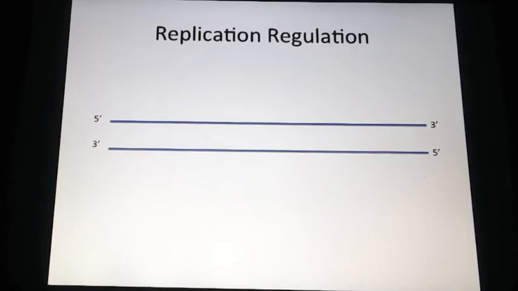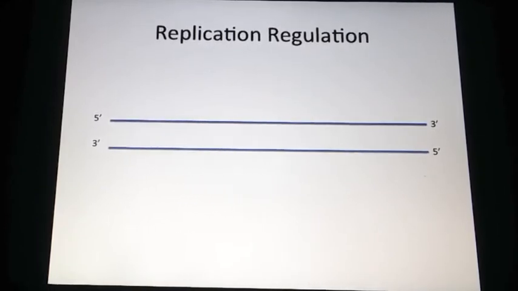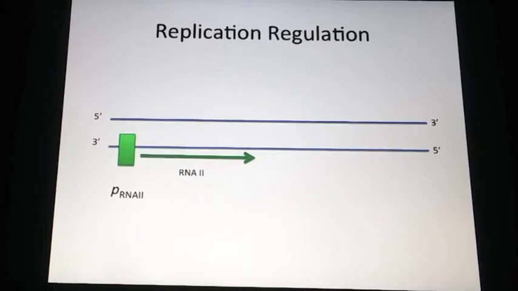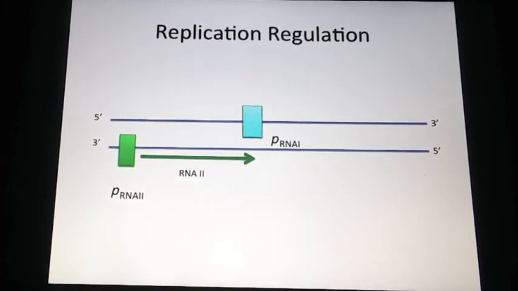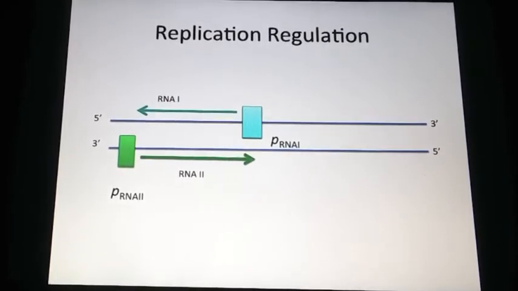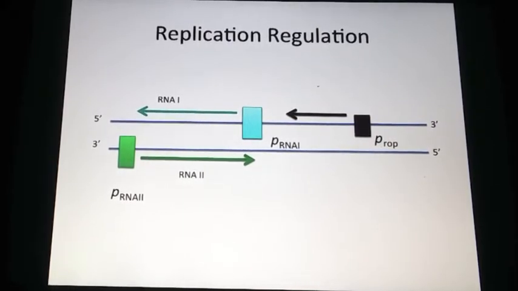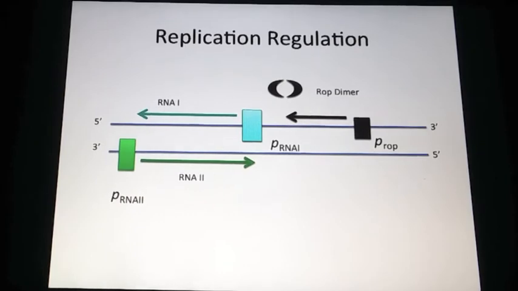As we know from the genetic map, ColE1 does not just have the promoter for the RNA2 transcript. It also has the promoter for the opposite RNA1 transcript and the ROP regulatory protein. ROP, as pictured in purple, is primarily found in the dimer form.